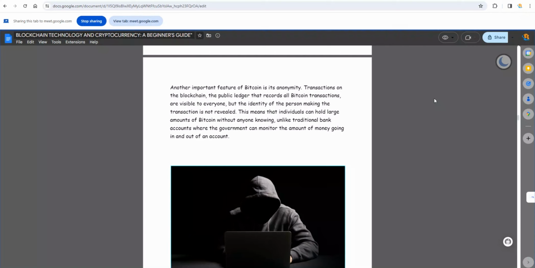So transactions on the blockchain, the public ledger that records all the Bitcoin transactions, are visible to everyone, but the identity of the person making the transaction is not revealed. This means that individuals can hold large amounts of Bitcoin without anyone knowing, unlike traditional bank accounts where the government can monitor the amount of money going in and out of an account.